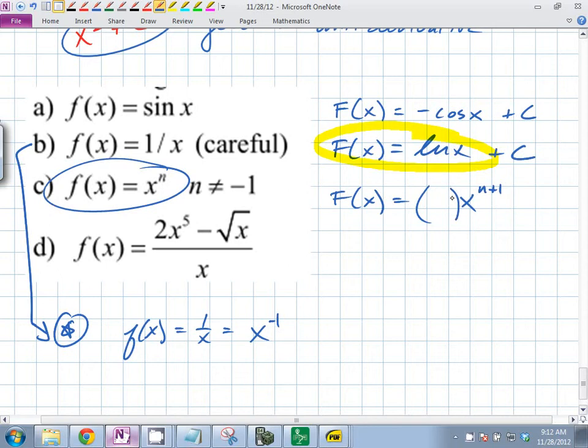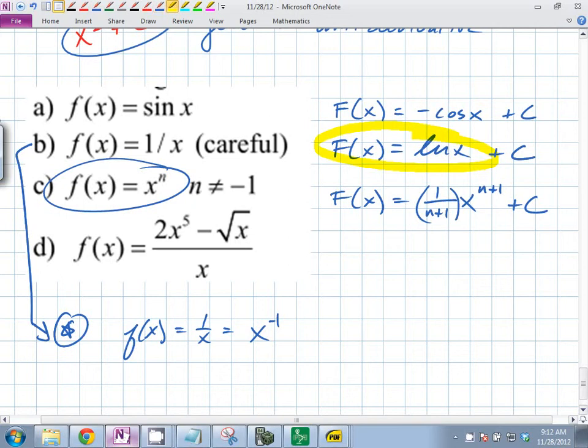If you want to cancel n plus 1, it's 1 over what? N. No, close. Plus 1. 1 over n plus 1. Because what are you dropping to the front? N plus 1. You're dropping n plus 1 to the front. It has to cancel. And then what do I add to this? Plus c.